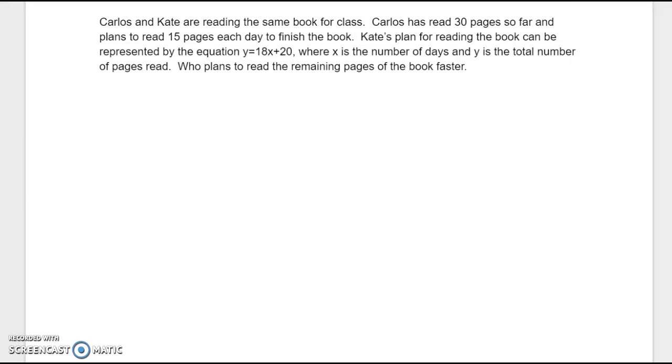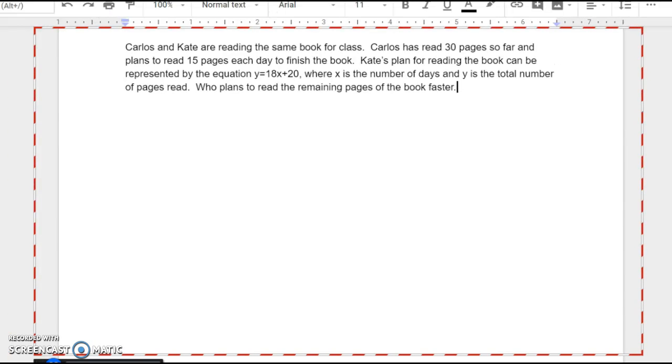Here we have a word problem, and I know you're thinking that the example probably was a little bit easier than the word problem, but actually this word problem is easier than the example. Carlos and Kate are reading the same book for class. Carlos has read 30 pages so far and plans to read 15 pages each day to finish the book.